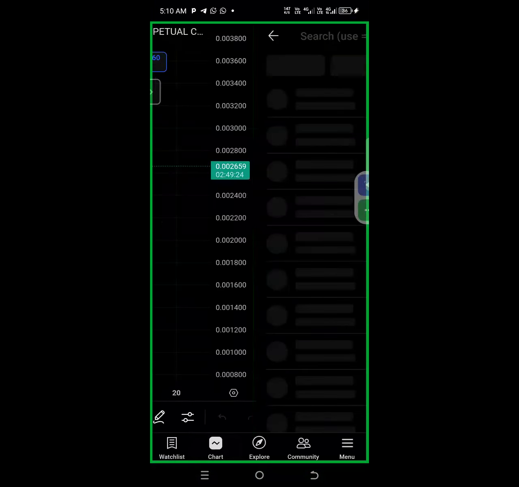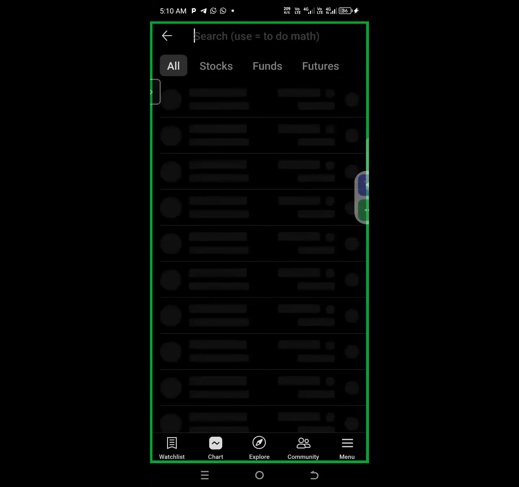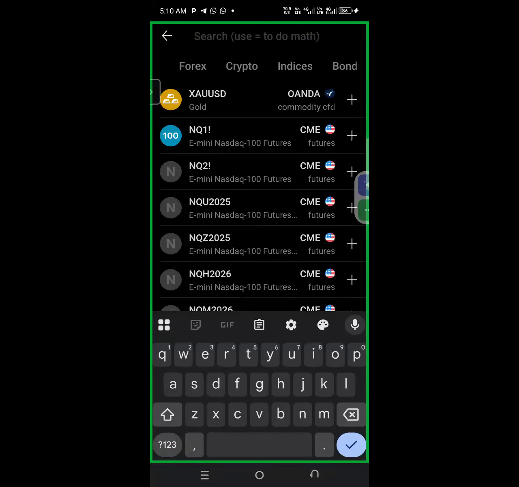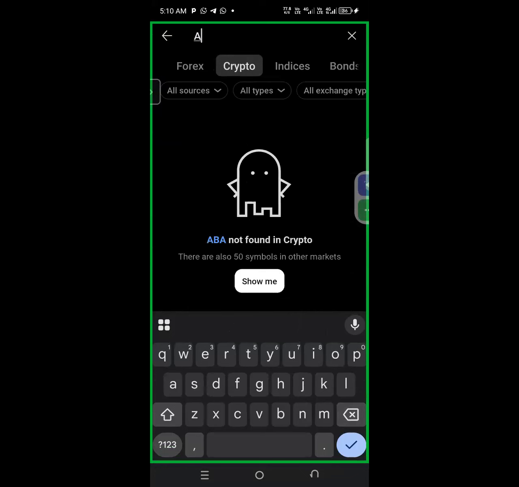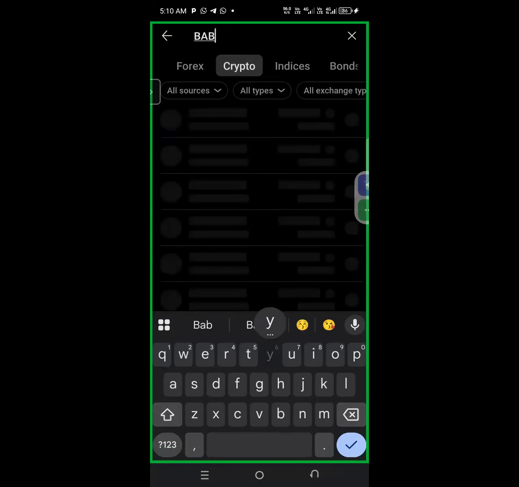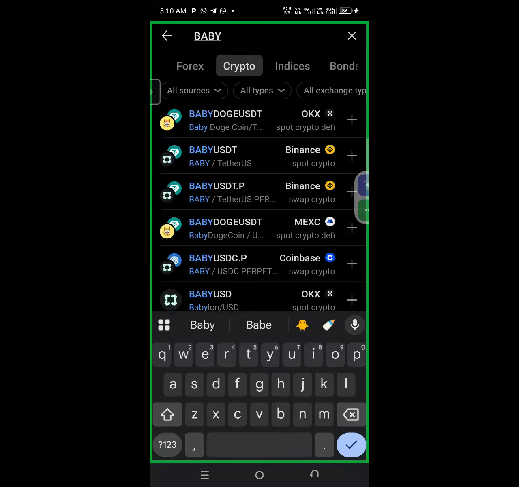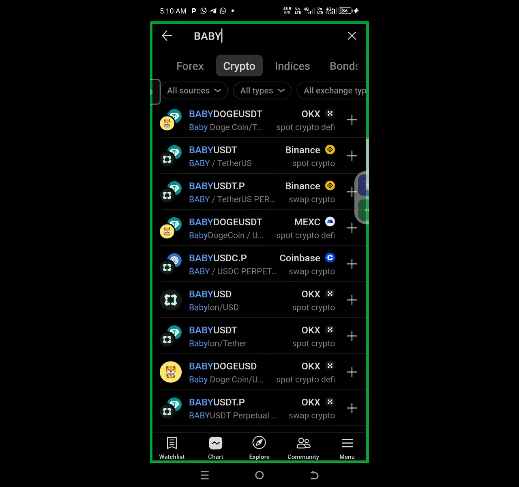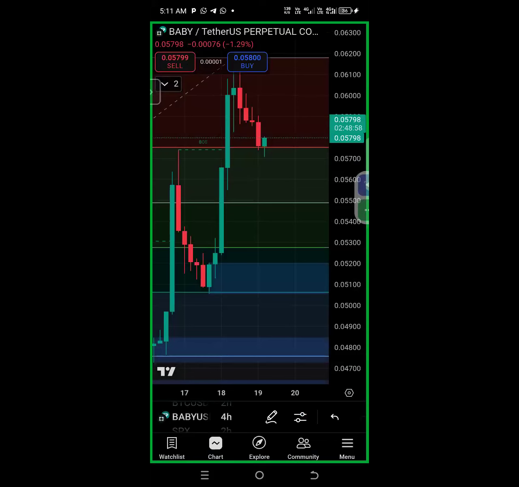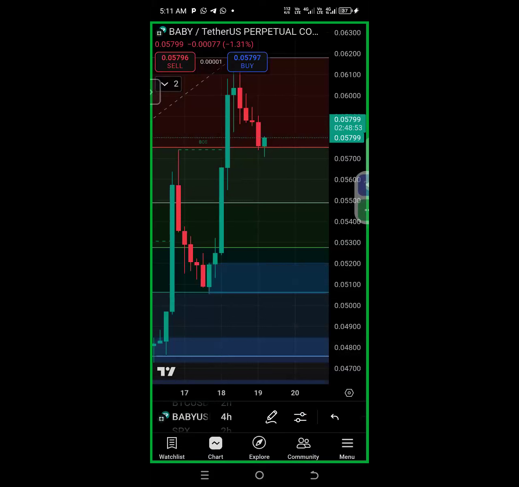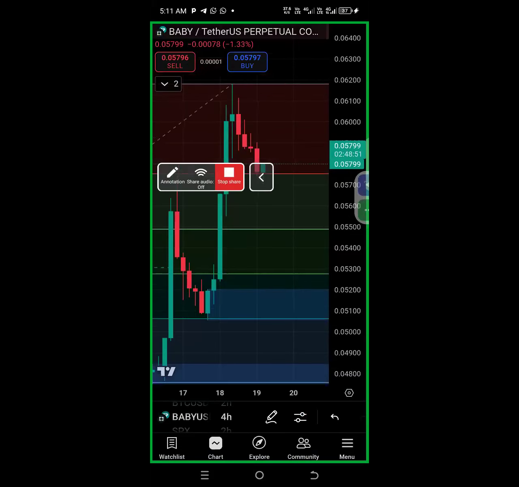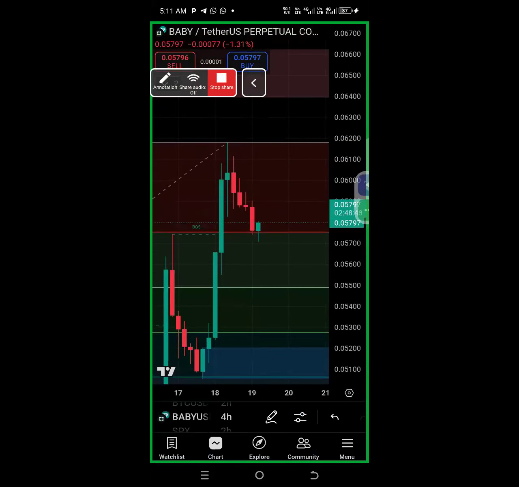Then let's search for the coin that is baby. Baby USDT, click on it, we have it here. So let's see, swap baby USDT. Very good, very nicely. Let me first turn off all these things for now.